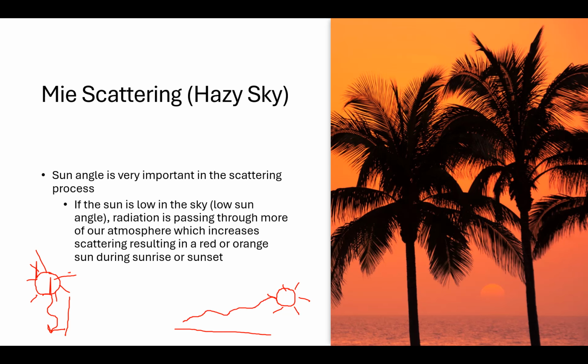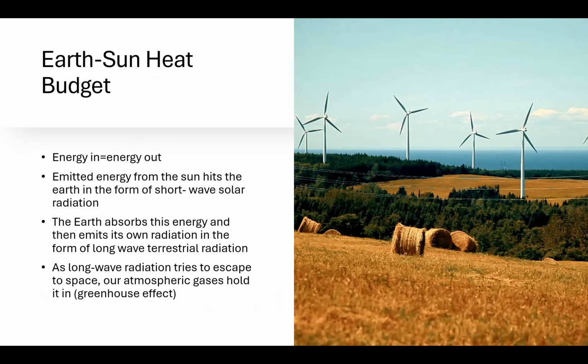It's going to have to pass through a much greater distance of the atmosphere, and there are all these little molecules that are going to scatter this light in multiple directions when the sun is low on the horizon. So you're going to get a lot more colorful sunrises and sunsets when you have a lower sun angle because of this shortwave radiation having to pass through a much larger portion of the atmosphere. And that's going to result in greater scattering of the red and orange color spectrum of visible light. So hopefully that makes sense to you.